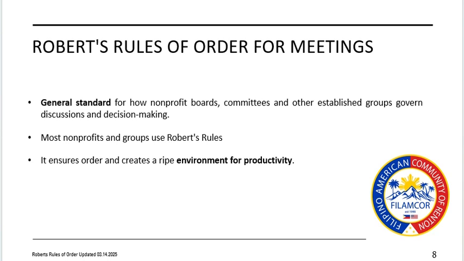Robert's Rules of Order for meetings. It is the general standard for how nonprofit boards, committees, and other established groups govern discussions and decision-making. Most nonprofits and groups use Robert's Rules. It ensures order and creates a ripe environment for productivity.